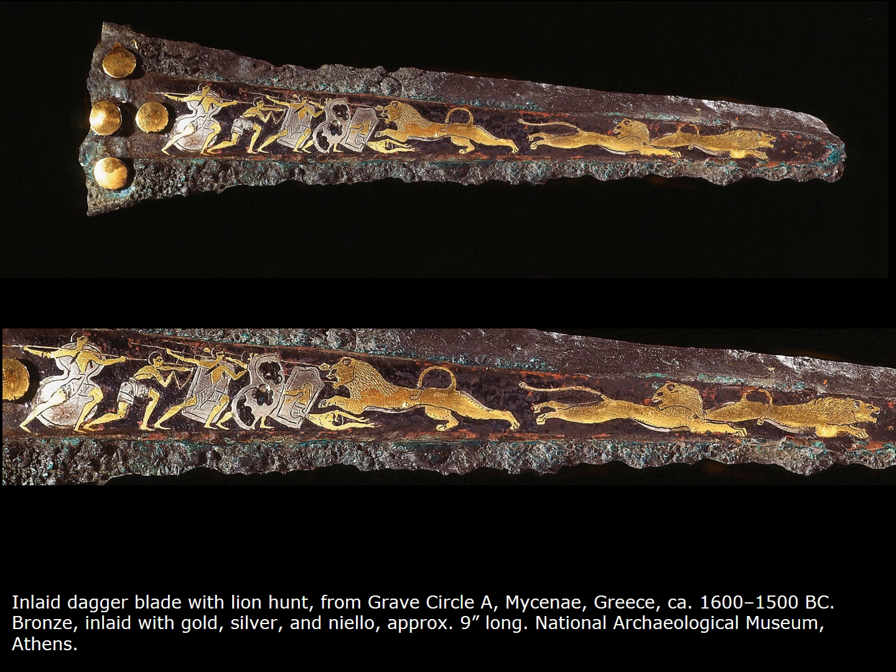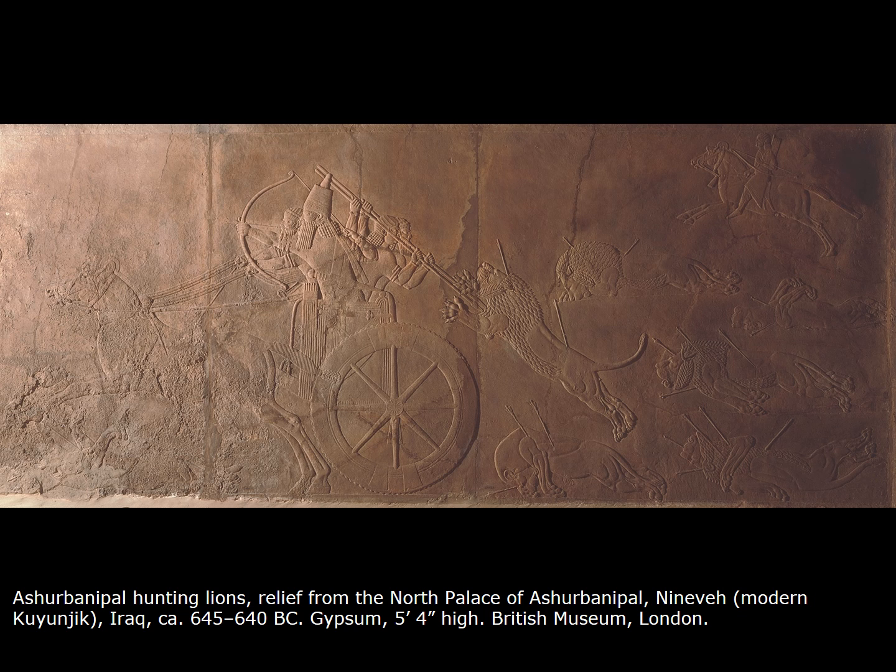Here is a specific one that we're looking at, the inlaid dagger blade with a lion hunt from Grave Circle A. This is one of the ones on your info sheet. As this indicated, it's a lion hunt, right? So it's a topic that you've seen before. And if you recall, it was with the Assyrians that we've seen these lion hunts. And here is the relief from the North Palace wall, just to remind you about that.